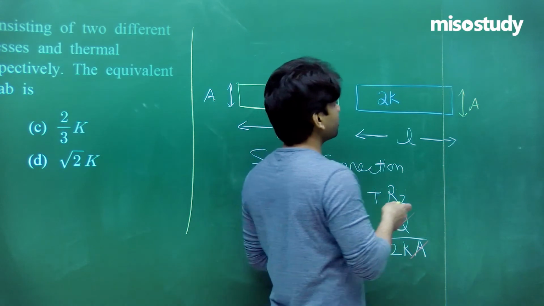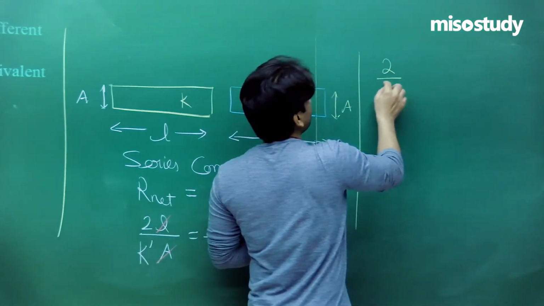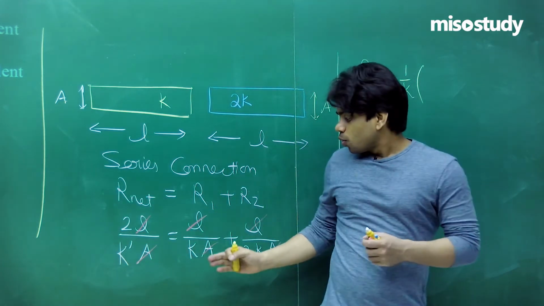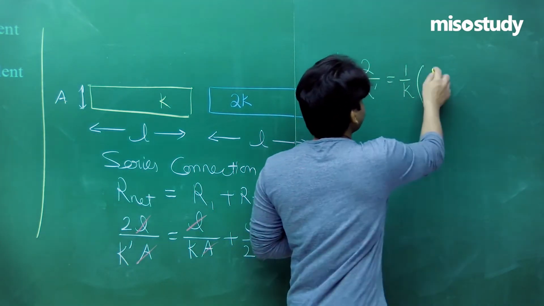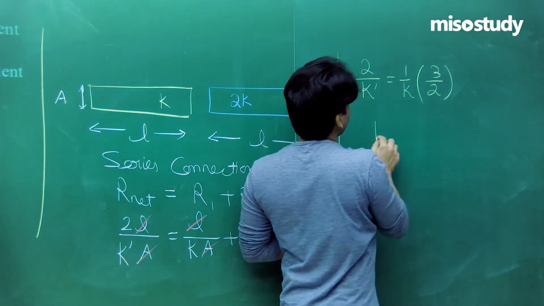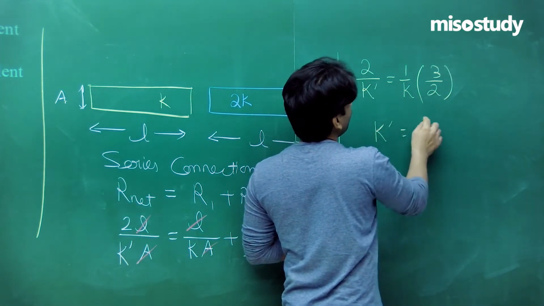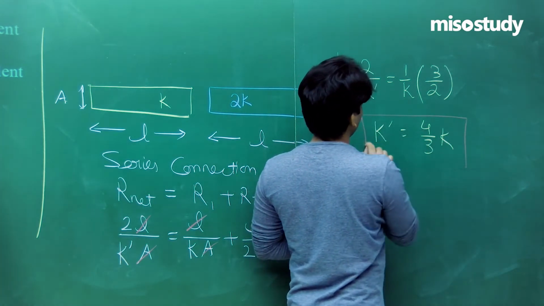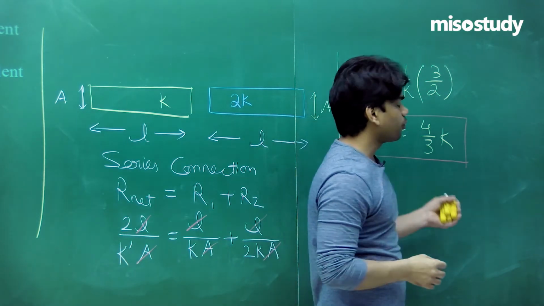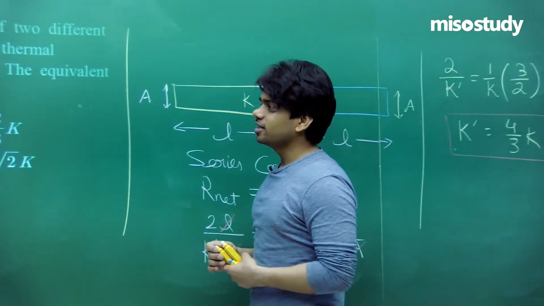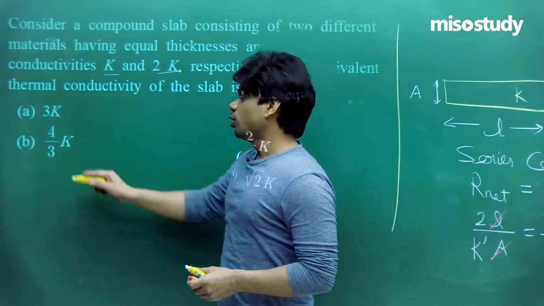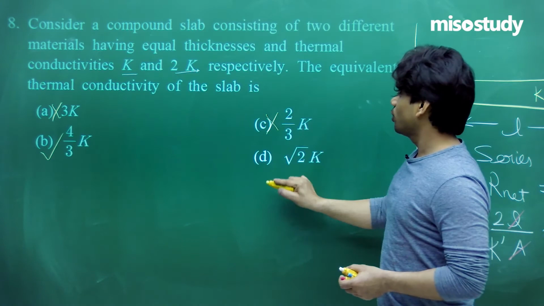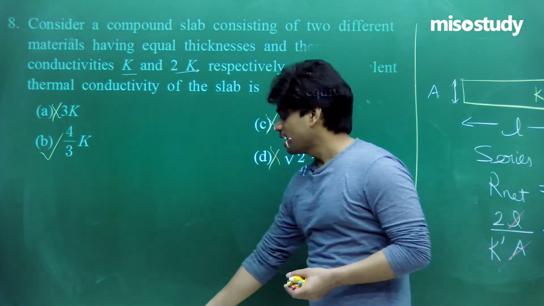So we can write that 2 by K dash is equal to 1 by K times 1 plus 1 by 2, which gives 3 by 2. So K dash will come out to be 2 into 2, 4 by 3 K. This is the value of thermal conductivity of the combined slab, that will be 4 by 3 K. Let's see the answer. Option A, 3K, no. B, 4 by 3K, yes, we obtained this. C, 2 by 3K, no. And D, root 2K, no.